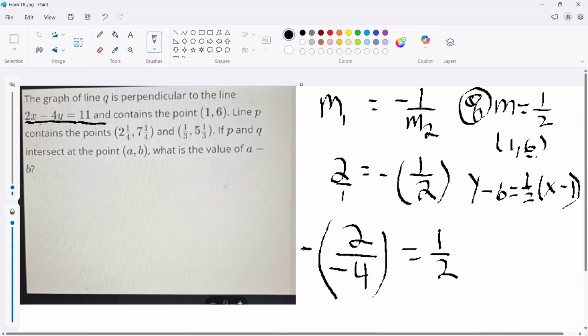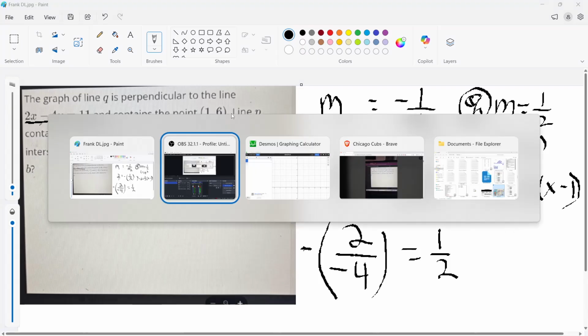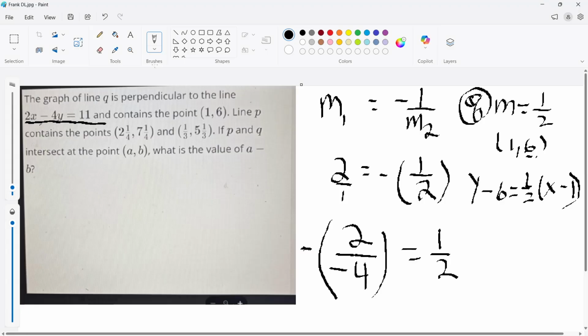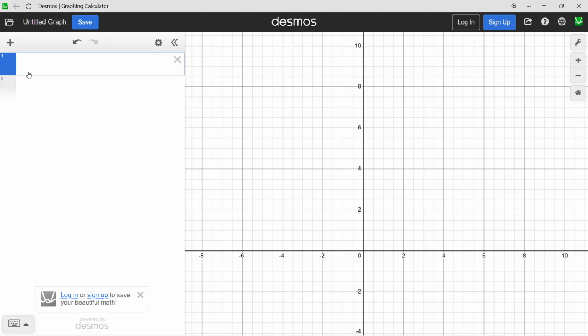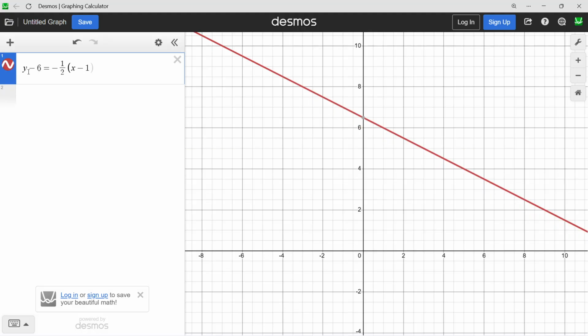This is line Q. How do I get the equation of line P? Well, I notice I have all kinds of fractions in there. I'm not going to try to do that by hand. I'm going to put this into Desmos. So first, let me put in my line Q: y minus 6 equals 1/2 times (x minus 1).